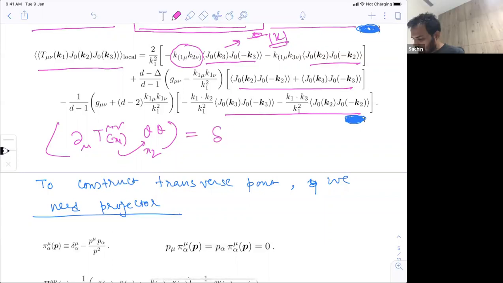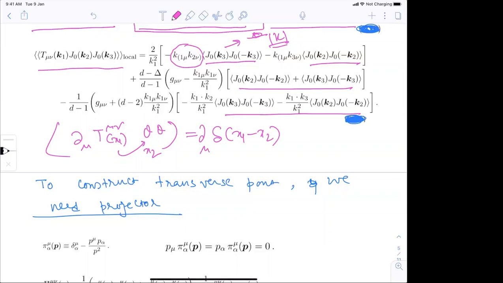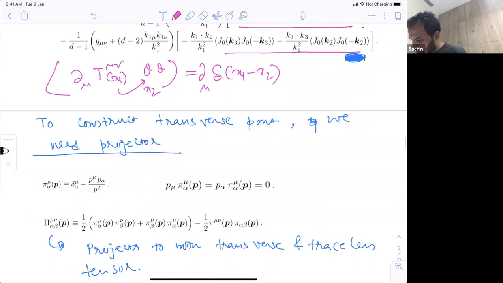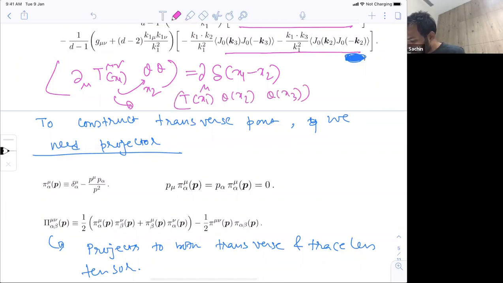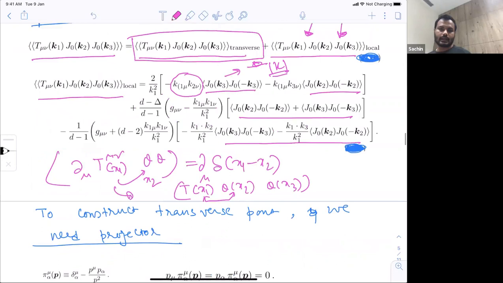These kind of terms, as we know, will be like derivatives of the delta functions. But the other terms like k1 mu, k1 nu by k1 square, they don't seem very local to me. So there's another thing that you need to impose, which is that g mu, t mu should be traceless. Then the trace of t mu, I'm calling it as t. So t at x1, theta at x2, and theta at x3. So when this actually goes to here, these are the two kinds of terms that are represented here.